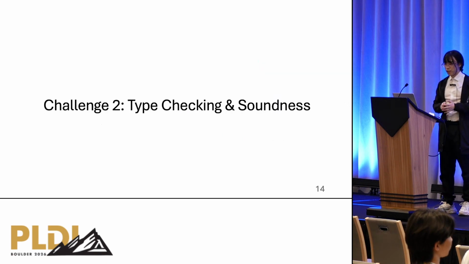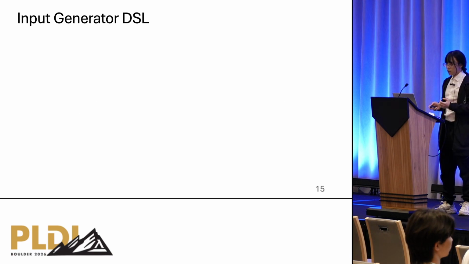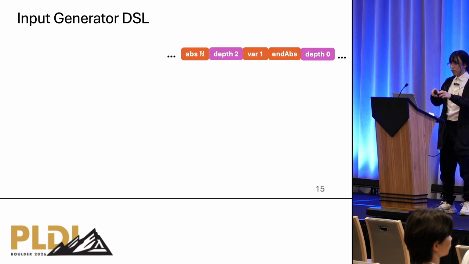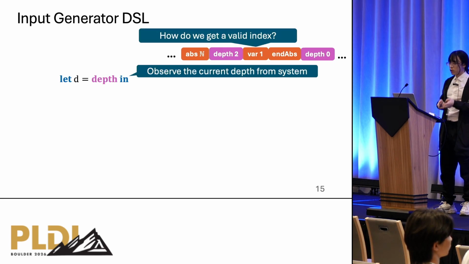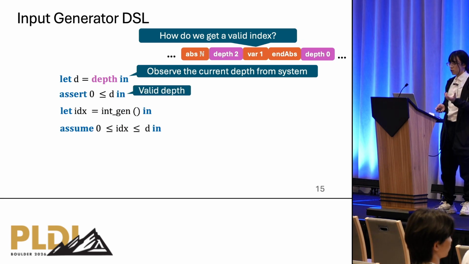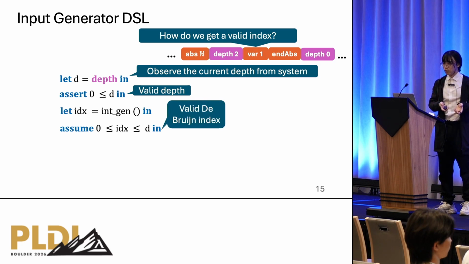Let's move on to the second challenge, about soundness. We first introduce a DSL for our input generators. To make sure this test exploration provides a correct De Bruijn index, our test generator needs to actually observe the output events from the system, like the depths. We store that as a variable d, and we have an assertion. We assert this depth is a valid depth, otherwise we even detect an error in this parser API. And we have random generation and assume, which can make sure this new index is a valid De Bruijn index.